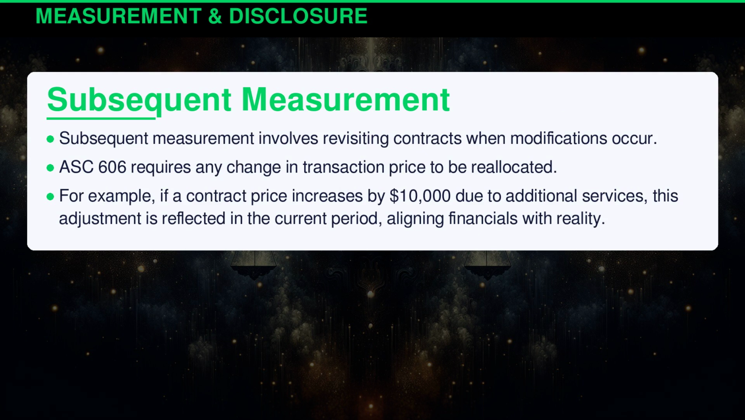ASC 606 requires any change in transaction price to be reallocated. For example, if a contract price increases by $10,000 due to additional services, this adjustment is reflected in the current period, aligning financials with reality.